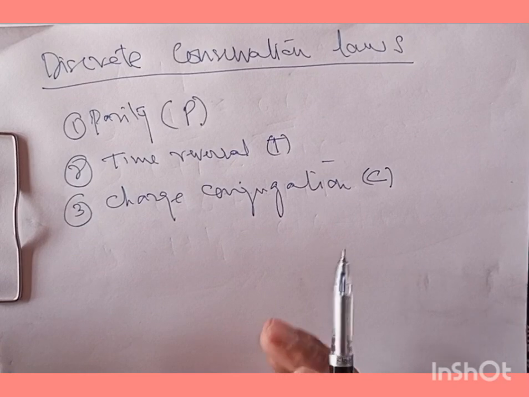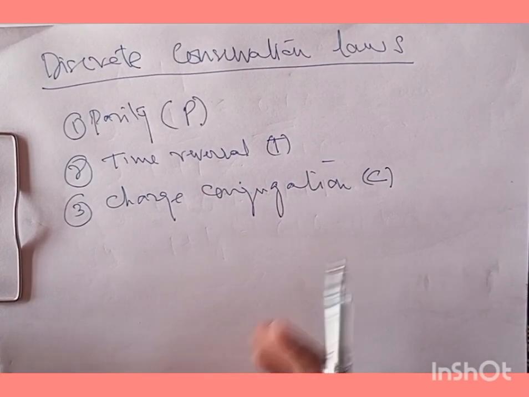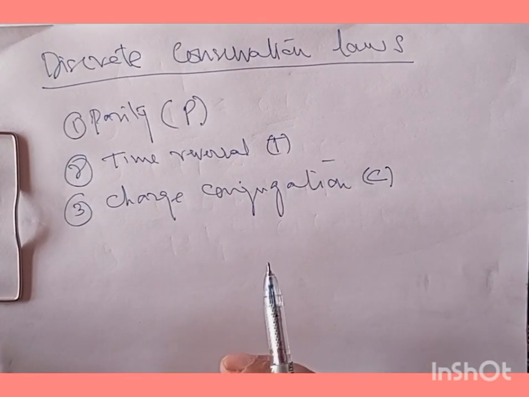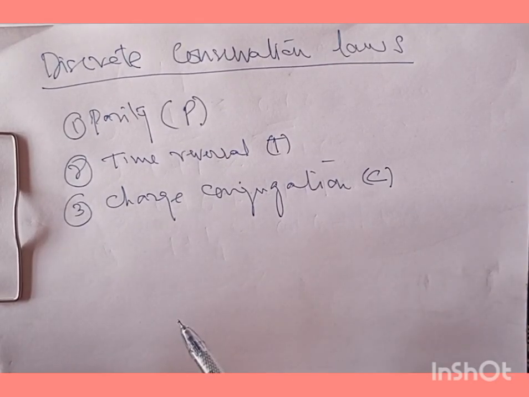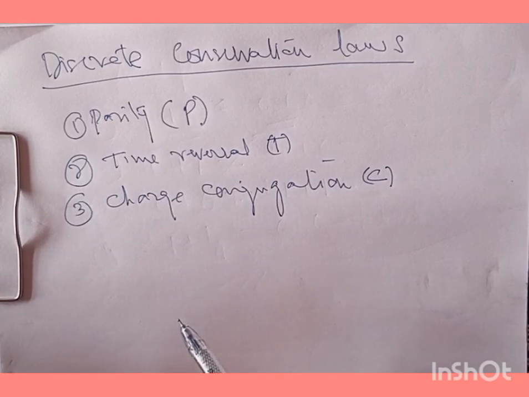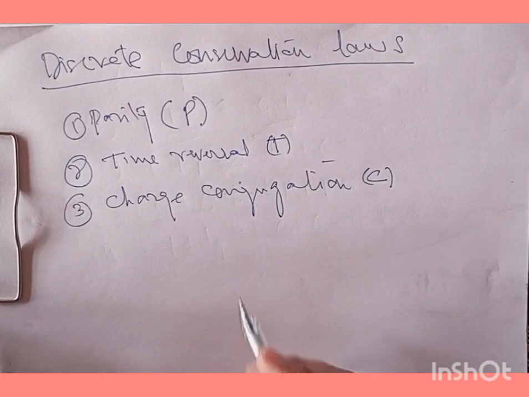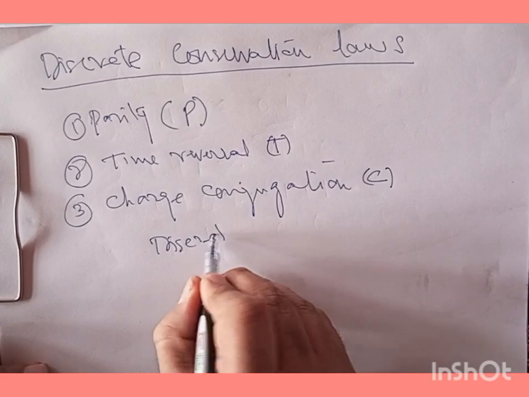There are some symmetries in the regime of these elementary particles, and the symmetry of the systems of the particles exists in steps. When this symmetry exists in some formal steps, we call this discrete symmetry.